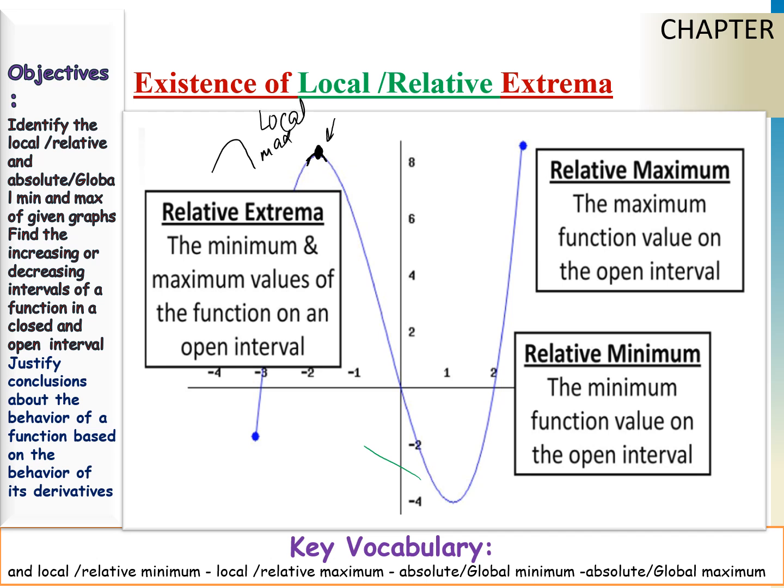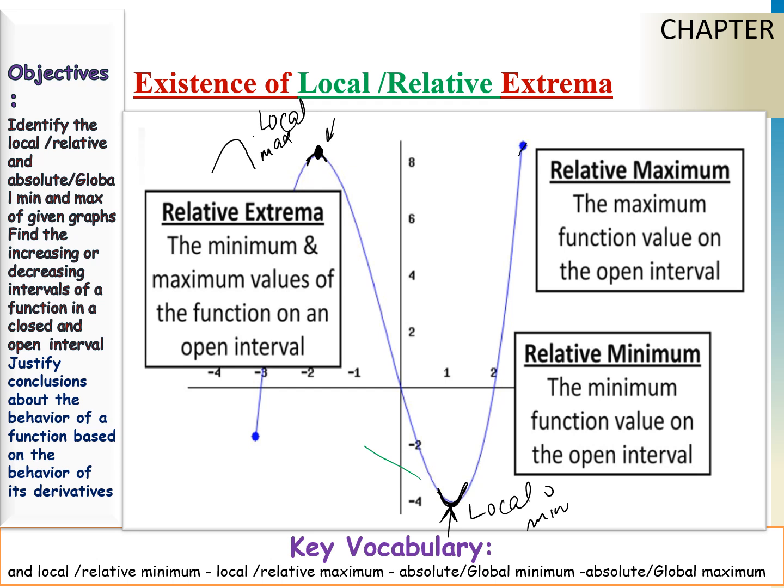Over here, look at this one. It's a kind of a valley, right? So what is happening here? Decreasing changes into increasing. So this is a kind of a valley. That's why it is a local minimum. So understand the difference between local maximum and minimum. Local maximum and minimum are actually the turning points.